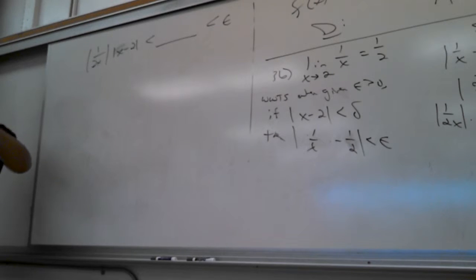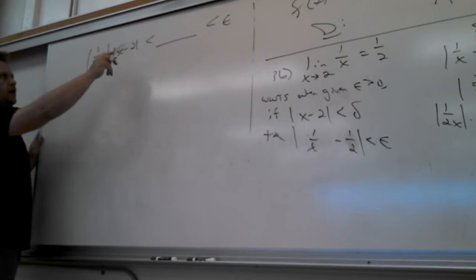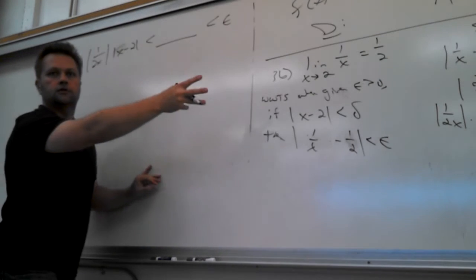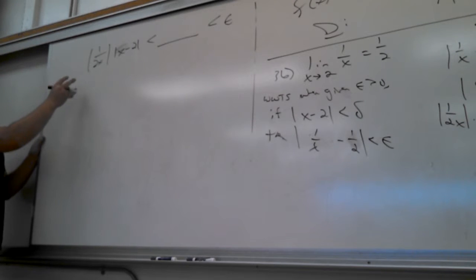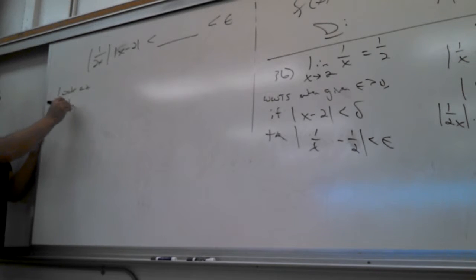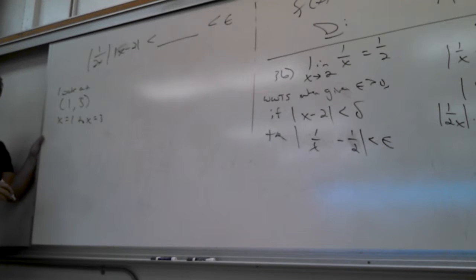So here's what I'm going to do. What am I doing with x's in this problem? I'm letting the x's get close to 2, right? So let's just pick an easy area around 2. What's the easiest little area around 2 I can use? 1 to 3. And this feels so much like cheating, but a lot of proof things feel like cheating. So if I look at 1 to 3, x equals 1, 2x equals 3. What is 1 over 2x between those?